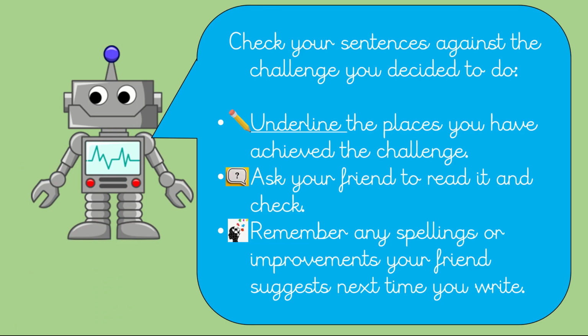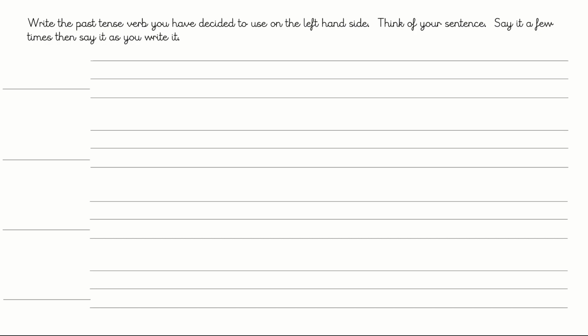Right, Rex says, check your sentences against the challenge you decided to do. Underline the places you have achieved the challenge. Ask your friend to read it and check it. Well, ask somebody at home to check it. Remember any spellings or improvements your friend suggests next time you write. So if someone suggests something that you need to do or shows you how to do something differently, try and remember that next time you write it. Okay? Here's the worksheet. If you want to do the sentence on the worksheet, you can. If not, then you can just write on a piece of paper at home.